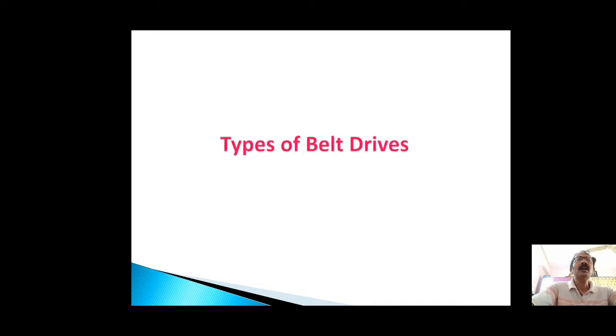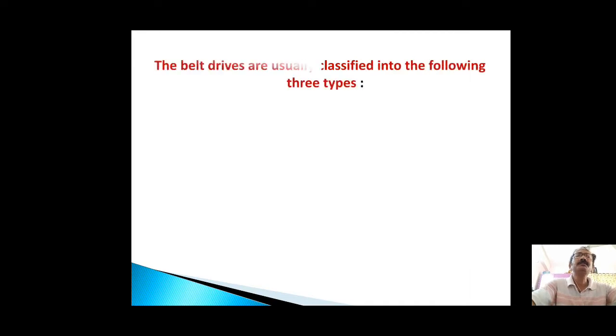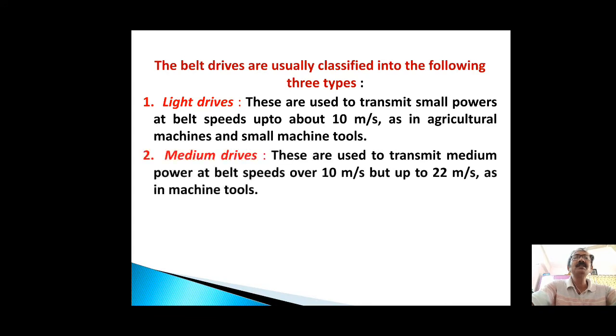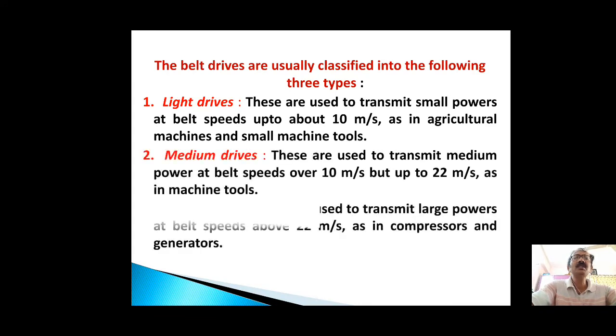Now the types of belt drives. So how many types of belt drives are there? The belt drives are usually classified into the following 3 types. Number 1, the light drives; number 2, the medium drives; and number 3, the heavy drives. Now what are light drives? These are used to transmit small powers at belt speed up to about 10 meters per second, as in agricultural machines and small machine tools.